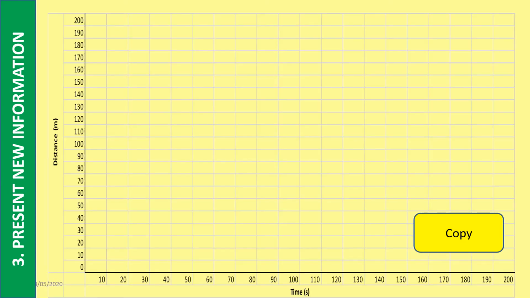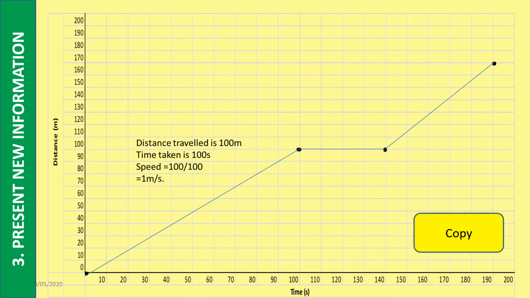If we go back to our worked example, which looked like this, we can now use this distance time graph to work out the speed of the person on the various parts of the journey. So for the first part of the journey, the person travels 100 meters, which you can read off this scale, in 100 seconds, which you can read off this scale, and then you use the formula speed equals distance divided by time. Put your figures in. That makes the speed 1 meter per second.